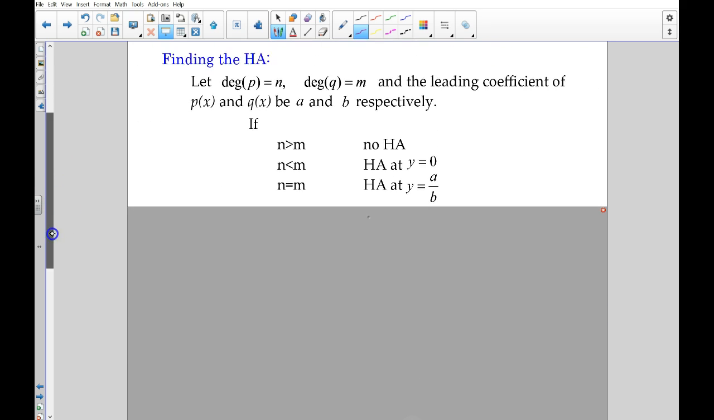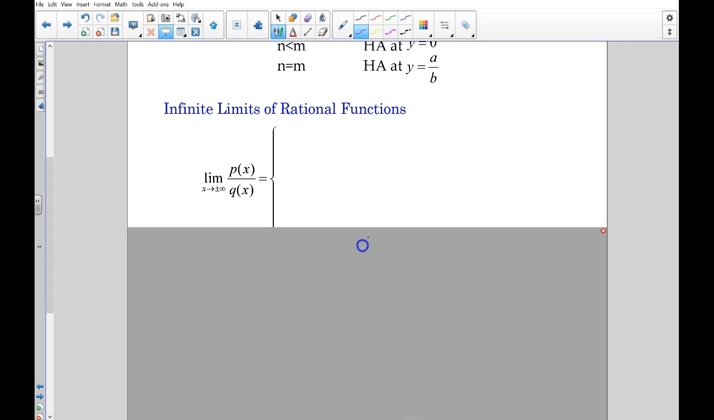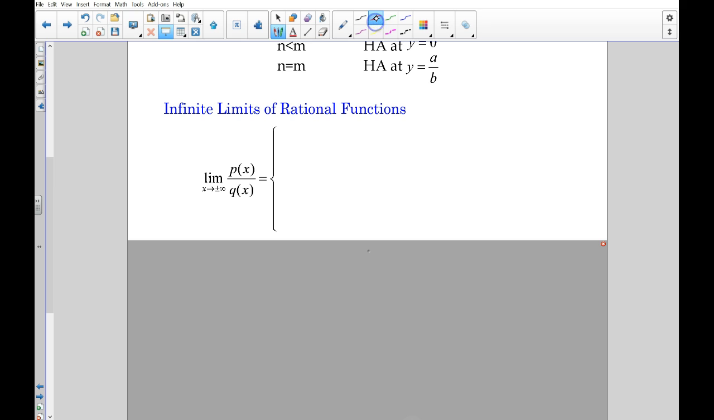And so what this means for us, when we look at the limit of a rational function, we can break it up into 3 cases. Those same cases as before. So if n is bigger than m, if n is less than m, and if n is equal to m. If it's greater, then we just say, in terms of a limit, there's no horizontal asymptote, so the limit does not exist.